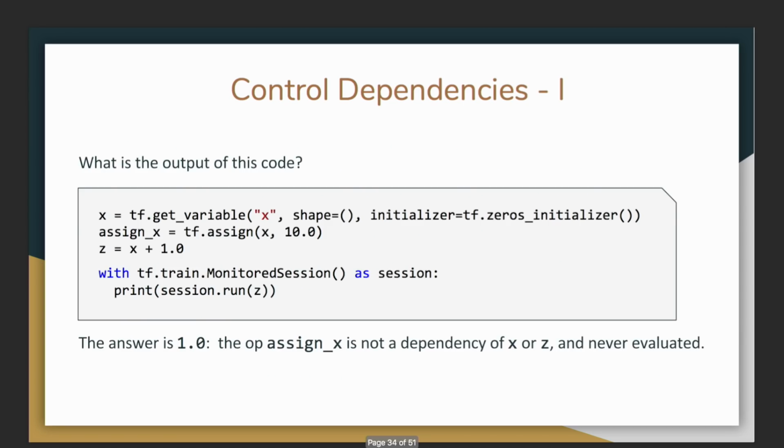So let's take a simple example. We define a variable x with a 0 initialization. We define an assign op, which assigns 10 to that variable. We define a tensor z that adds 1 to the variable x. And then we execute z within a monitored session. What do you think will be the output?